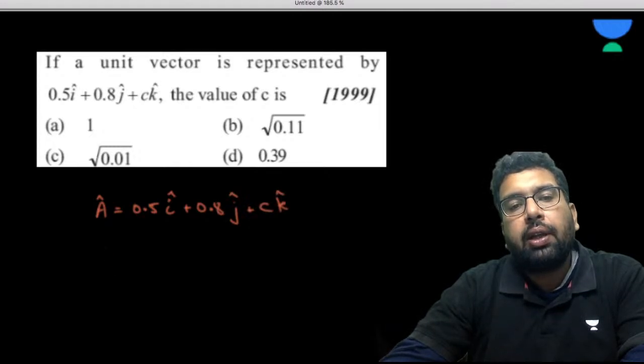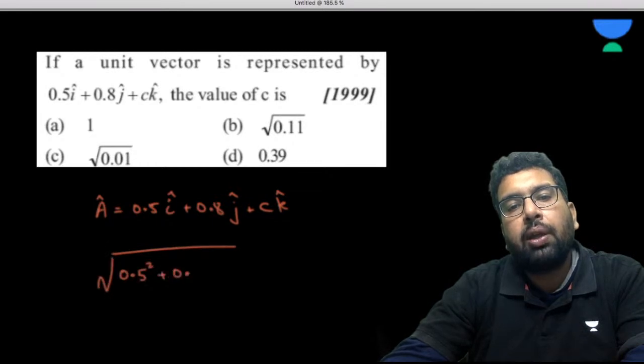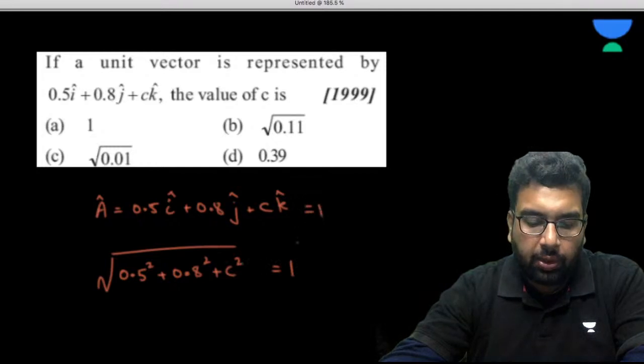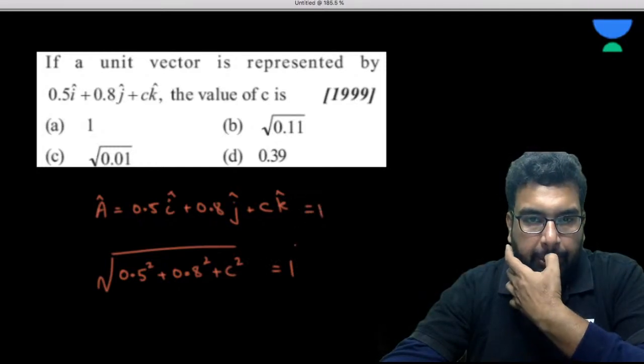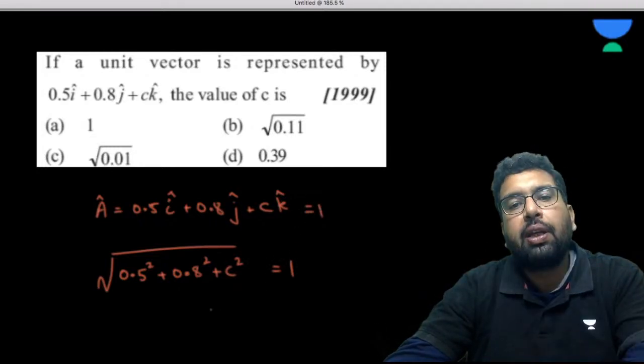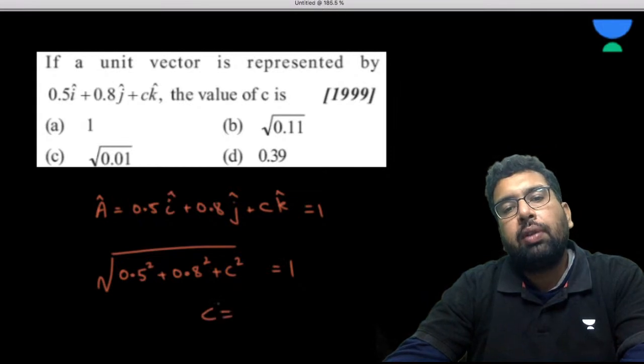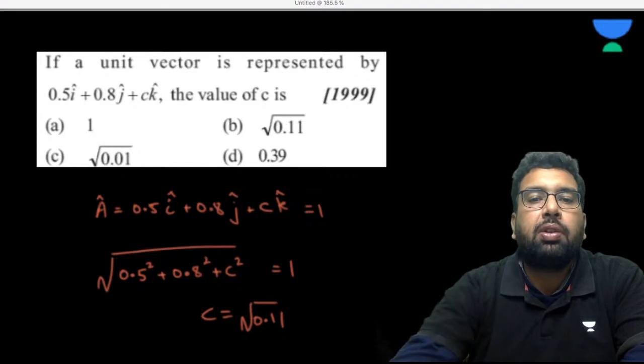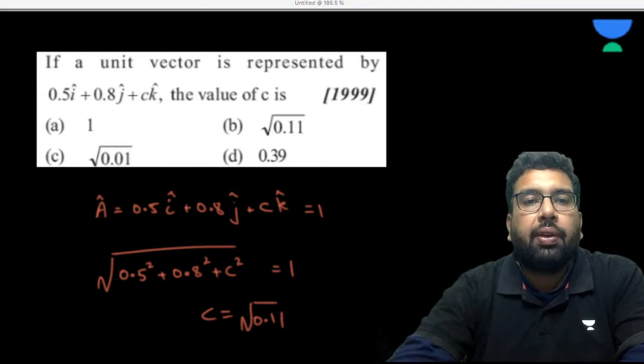Now we understand the magnitude of this is 0.5 square plus 0.8 square plus C square, and it is going to be 1, because the magnitude of any unit vector is 1. So from here we can get C. C will become 0.11. Now we have to do one more question. Let's try.